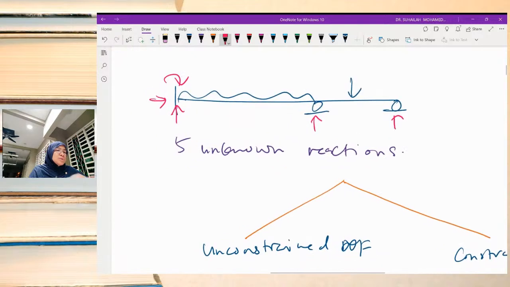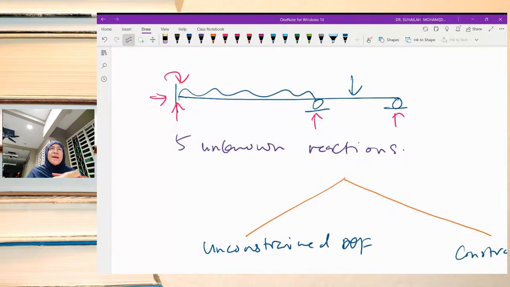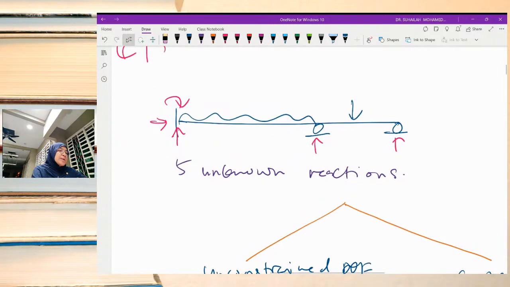Okay, so the easiest way to identify degree of freedom for unconstrained and constrained is by looking at the beam conventionally like this. So draw the free body diagram. This is the free body diagram, like what we have always done previously. There are three unknown reactions at the fixed support. There is one at the roller. So the total is 5 unknown reactions.